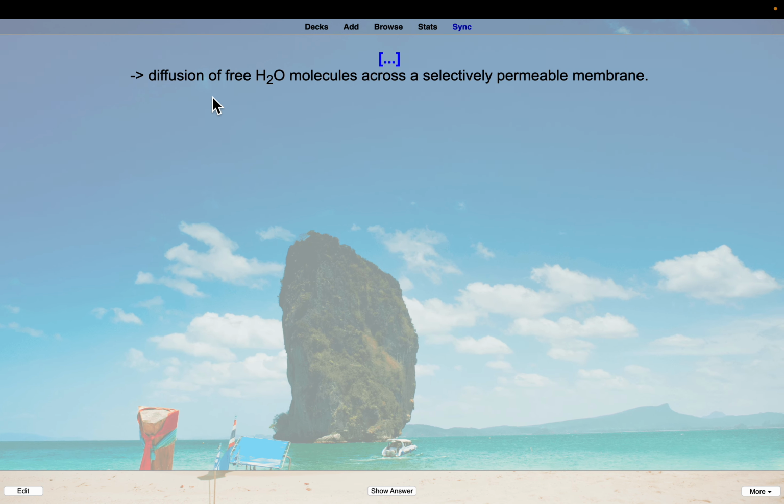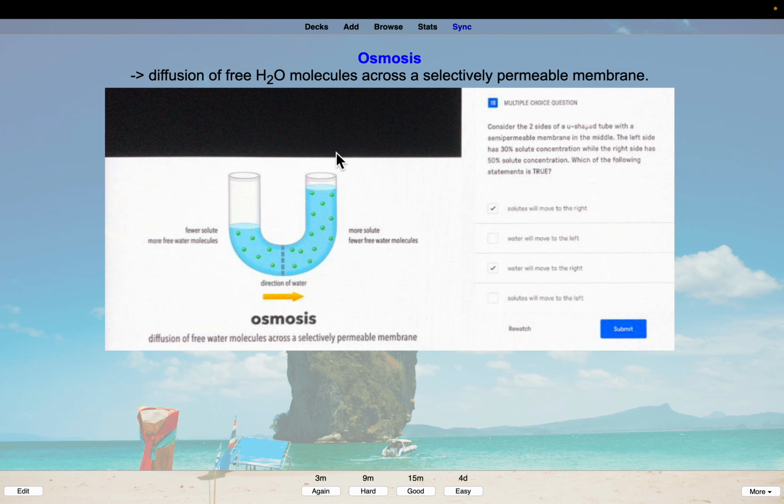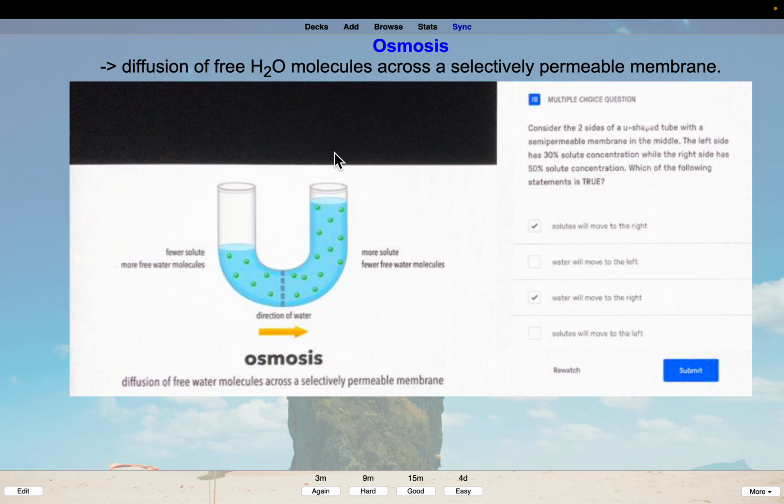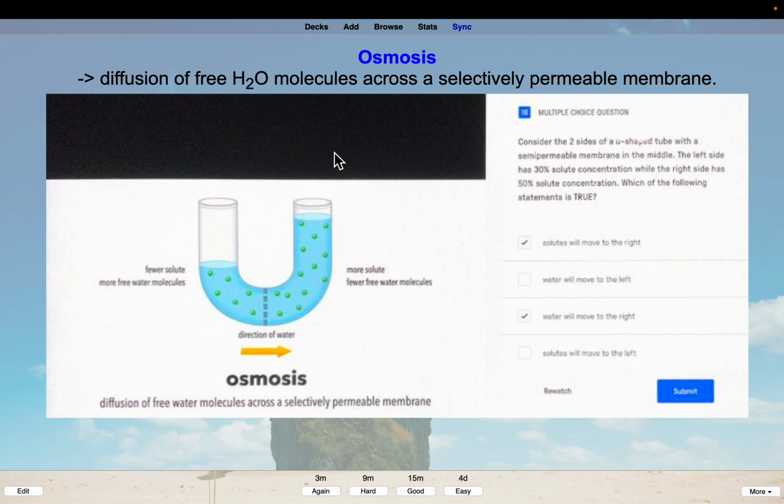What is the diffusion of free water molecules across a selectively permeable membrane? Osmosis. Still remember it. Nice. Okay. To where there is fewer solute, there is more free water molecules. So I believe solute means, for example, salt. So there is more water if there's less salt. I think that's the idea.